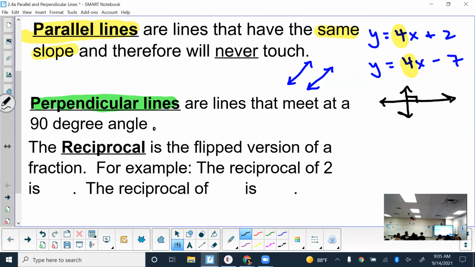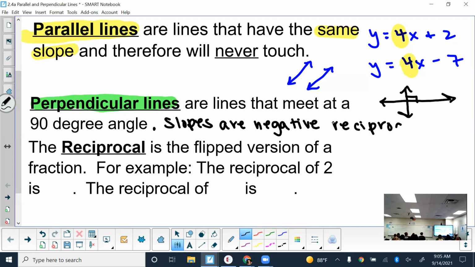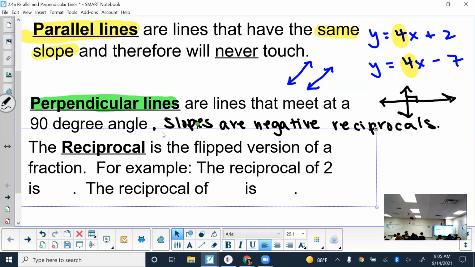So the slopes of perpendicular lines are negative reciprocals. All right, the slopes of perpendicular lines are negative reciprocals.